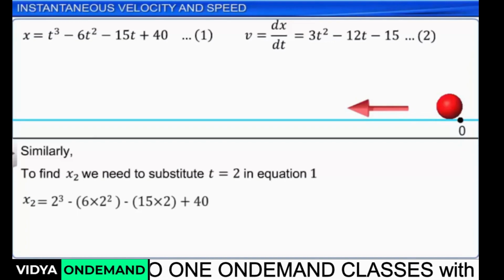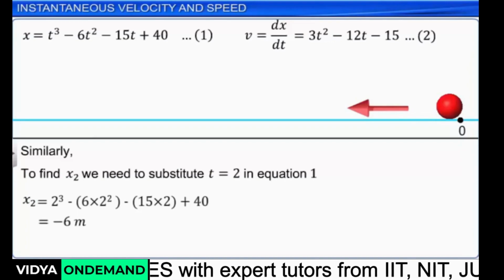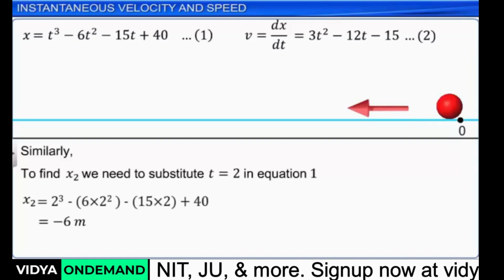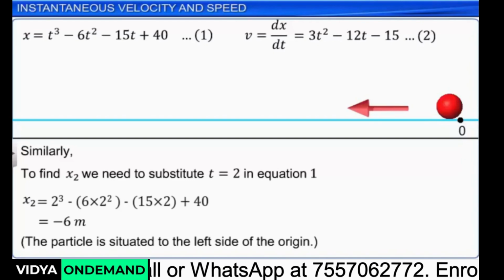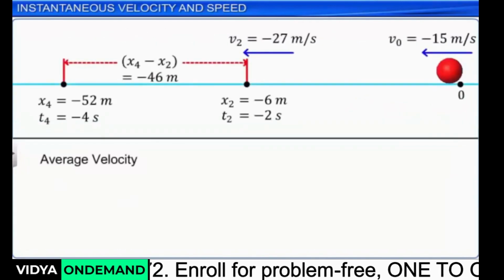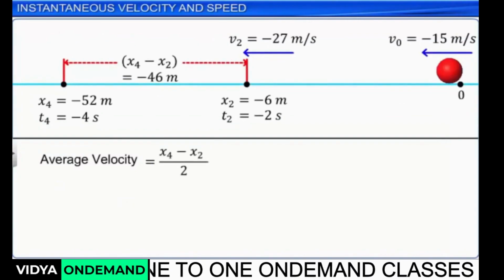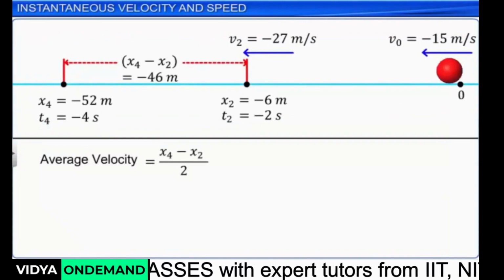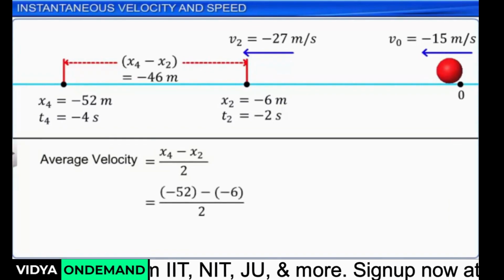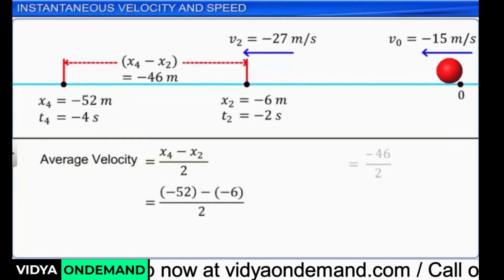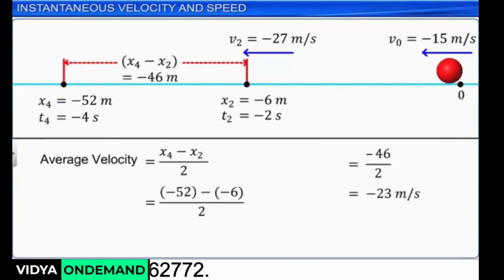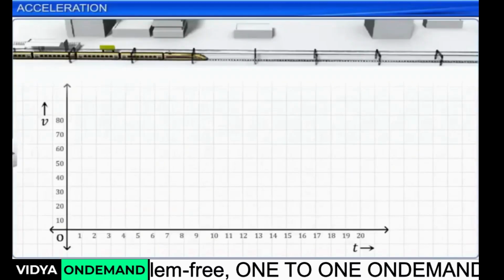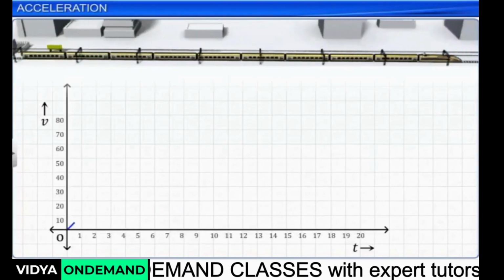Average velocity is equal to (x4 minus x2) by 2, that is, (minus 52 minus of minus 6) by 2, which is equal to minus 46 by 2, which is equal to minus 23 meters per second. Therefore, the average velocity between t equal to 2 seconds and t equal to 4 seconds is minus 23 meters per second.